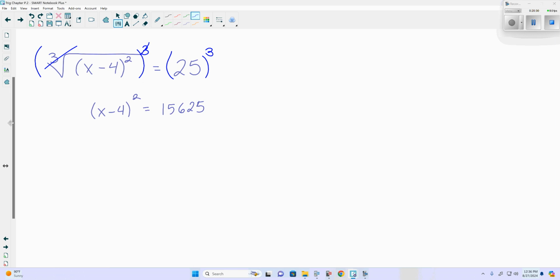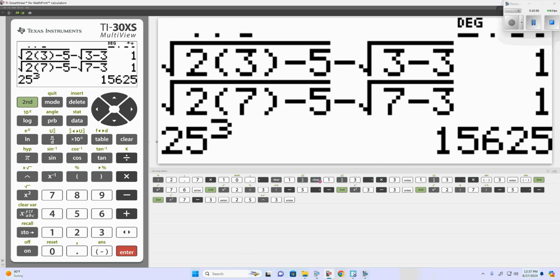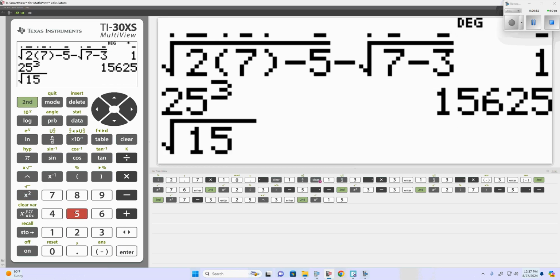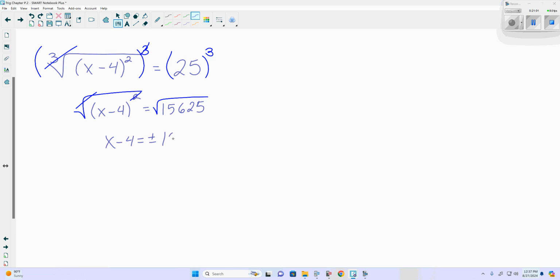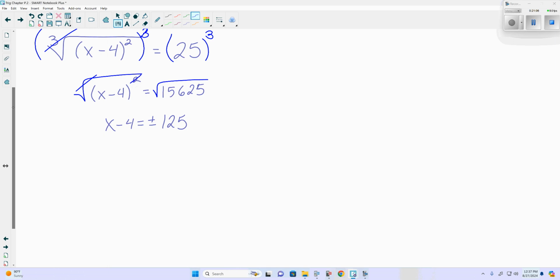Now at this point we do have a single term being squared, and that's the only place where x is. So now we can use the square root method. We can take the square root of both sides. On the left side, the square root and square would cancel, telling us that x minus 4 is equal to plus or minus the square root of 15,625. And hopefully it comes out to be a nice number. 125. So x minus 4 is equal to positive or negative 125.